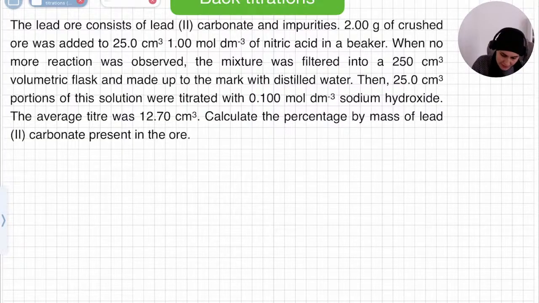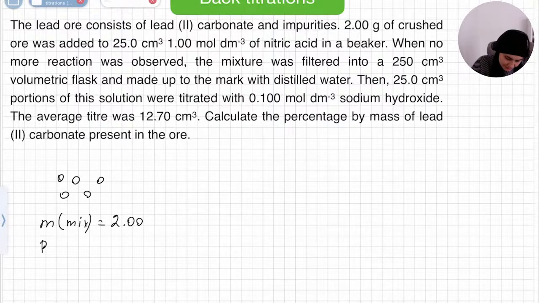So we have 2 grams of crushed ore. Well, crushed means powder, but it doesn't really matter. So we have 2 grams, and that's the mixture, right? The ore is a mixture of 2 grams. It has lead carbonate, which is PbCO3, and impurities.